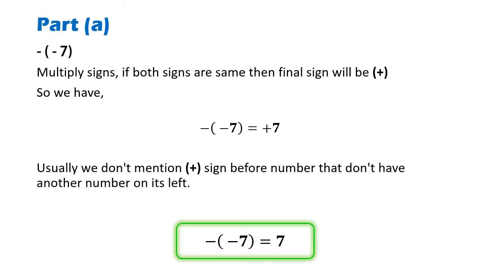Part A, -(-7). Multiply signs. If both signs are same, then final sign will be plus. So we have -(-7) = +7. Usually we don't mention plus sign before a number that doesn't have another number on its left. So we write -(-7) = 7.